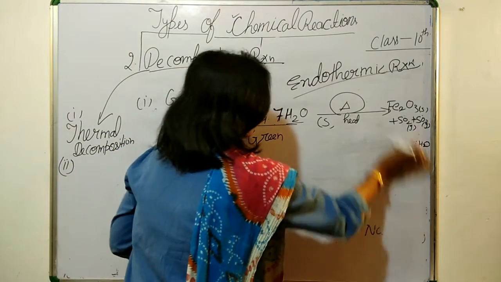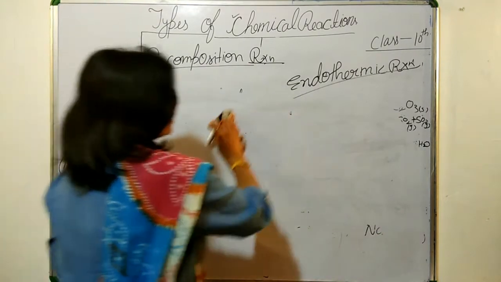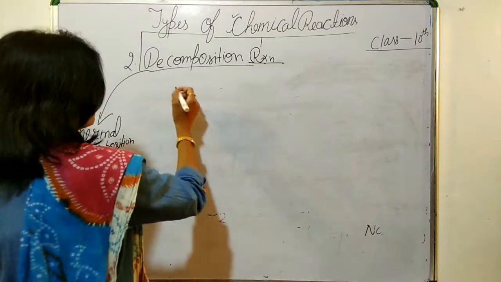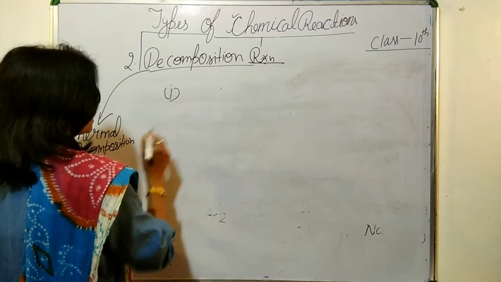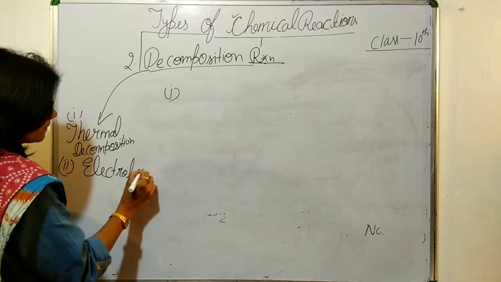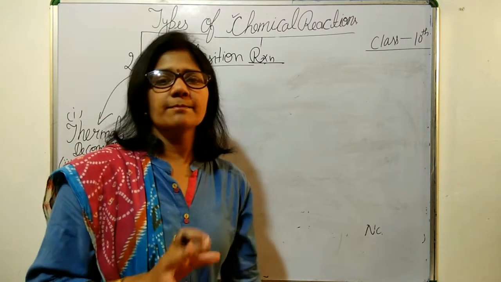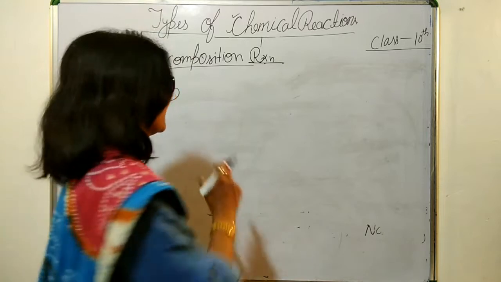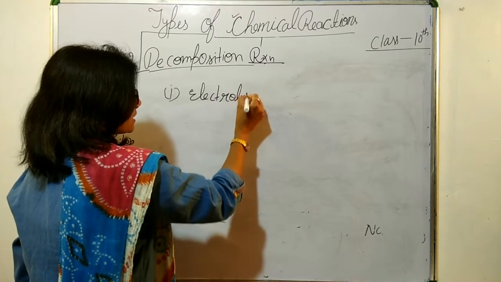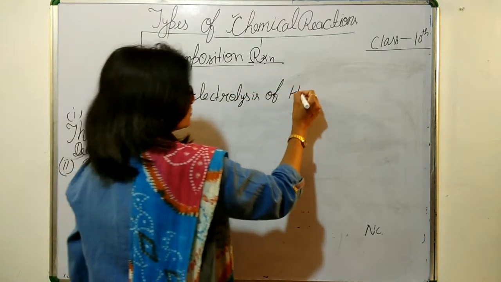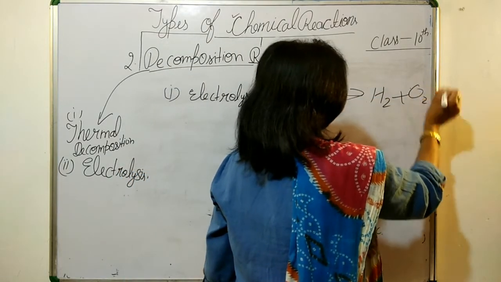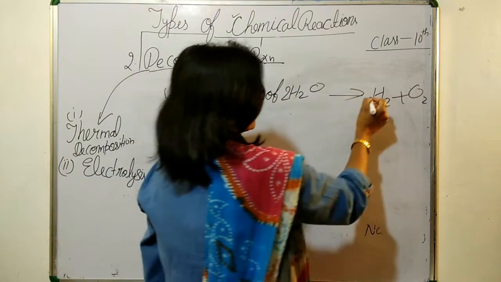Now let's see more types of decomposition. This decomposition can also take place with the help of electric energy, that is electrolysis. Electrolysis is also a type of decomposition reaction, meaning the decomposition takes place with the help of electric energy. A very common example is electrolysis of the water molecule. What will happen? The water molecule decomposes and releases hydrogen plus oxygen, O2.